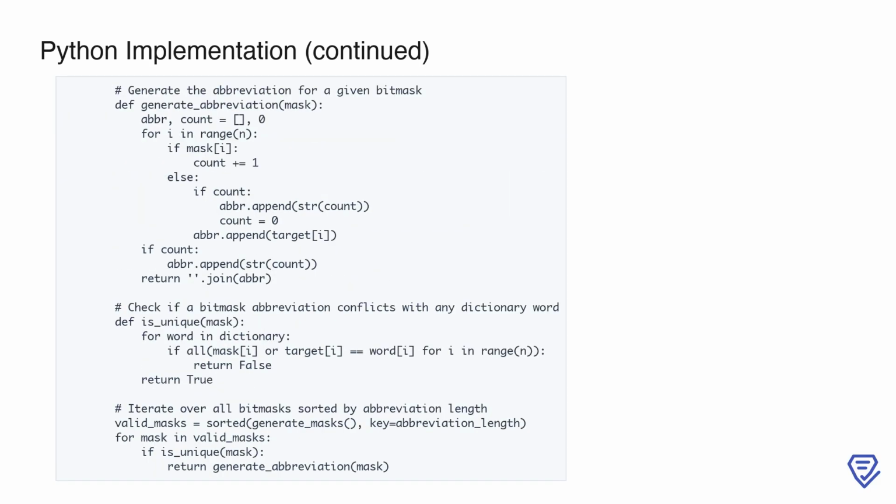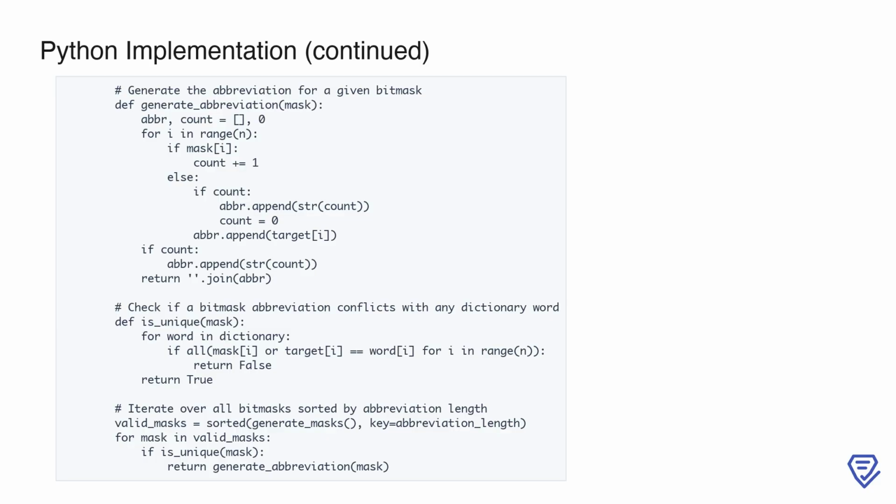Now, we define the function generate_abbreviation, which creates the actual abbreviated string for a given bit mask. For each bit in the mask, if it is set to 1, we count how many consecutive characters are being abbreviated. When we encounter a 0, meaning the character is not abbreviated, we append the count, if any, to the abbreviation, followed by the actual character from the target word. At the end, if there is a remaining count of abbreviated characters, we append it as well. This function ensures that the generated abbreviation matches the rules of the problem.